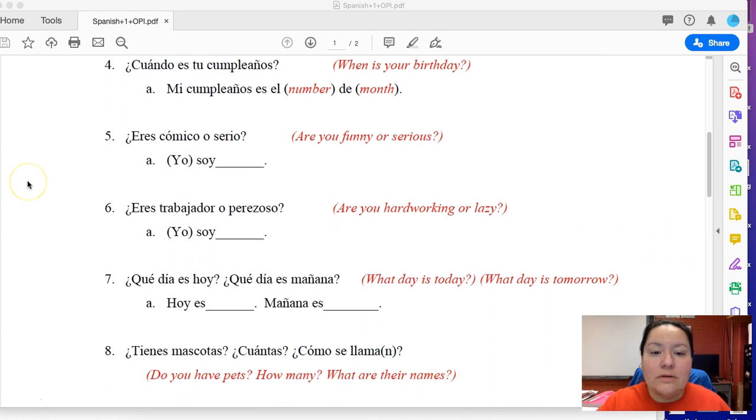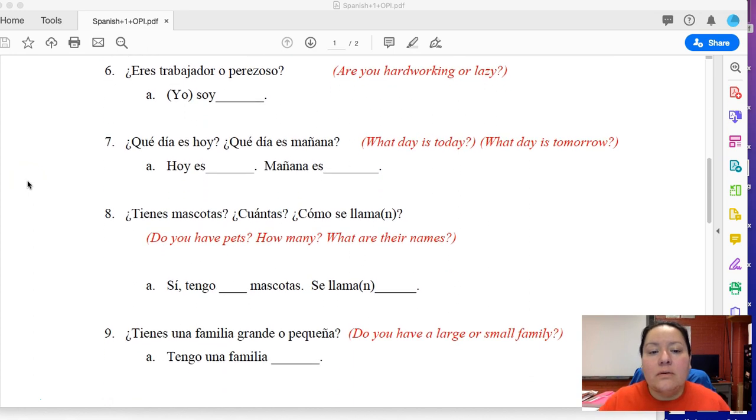All right, so number seven, we'll go on to that one. It's asking what day is today and what day is tomorrow. I'm not asking what the date is, I'm asking for the day of the week. This is also something that we studied earlier in the year. So when I ask you, ¿qué día es hoy? You're going to respond, hoy es, and then you give me the day of the week.